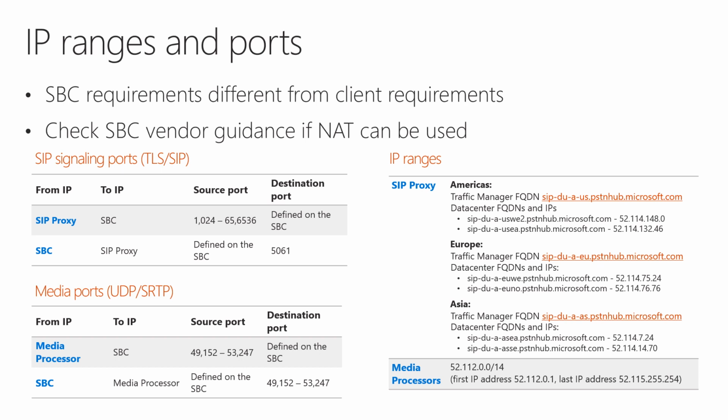The FQDN and IP addresses for the SIP proxies, you can see them also here on this slide. And please note that no matter in which location you are, the SBC needs to be able to talk to all of these locations. In case we ever have an outage and it, for example, cannot talk to a Europe location, then it will fall back to the Americas or Asia.